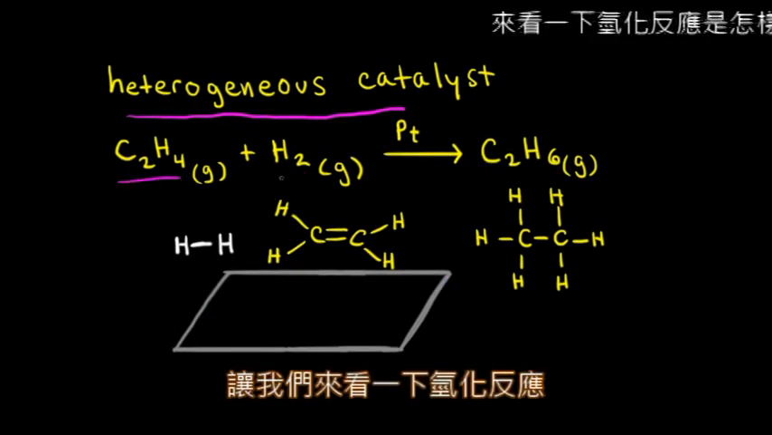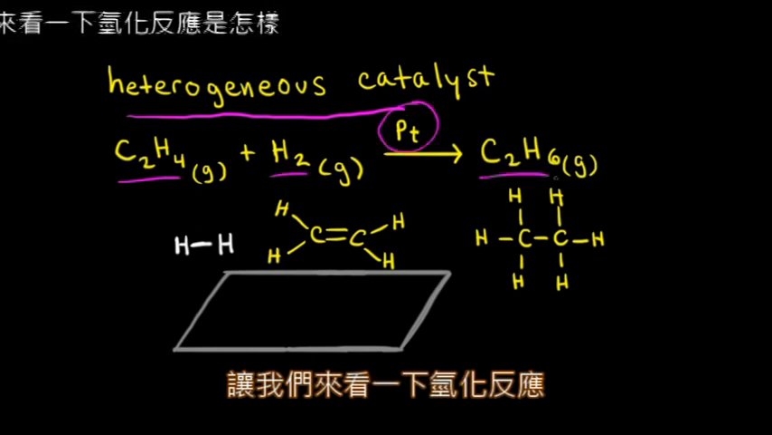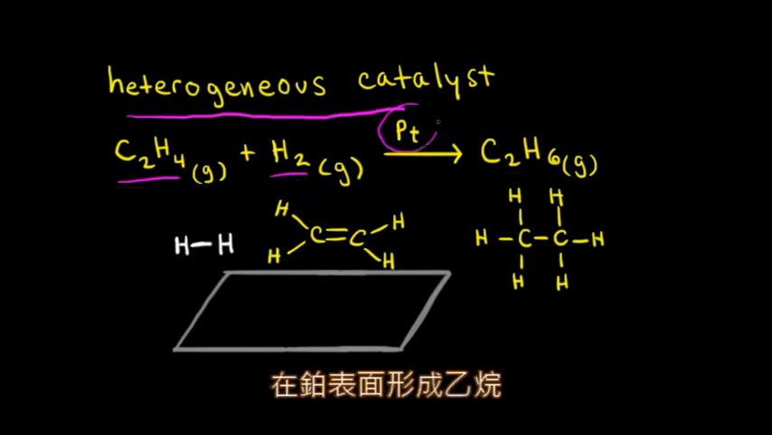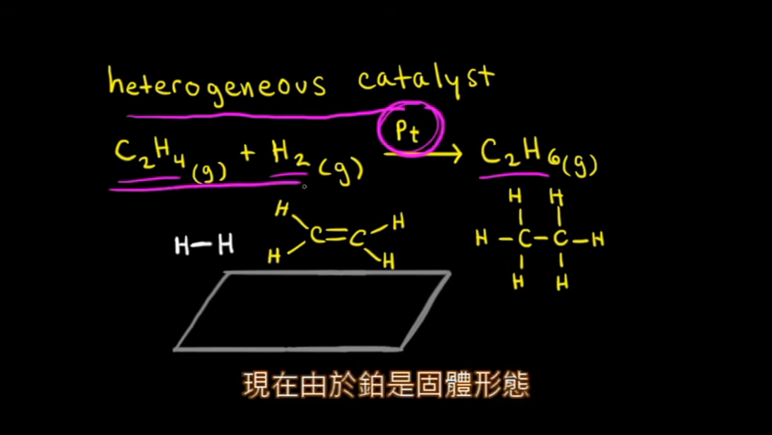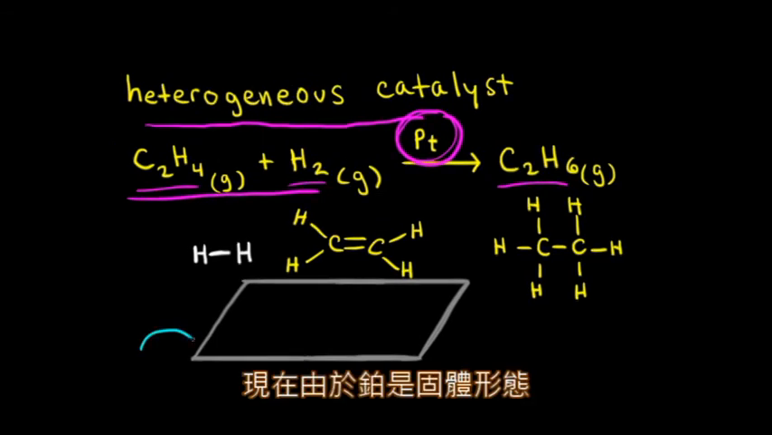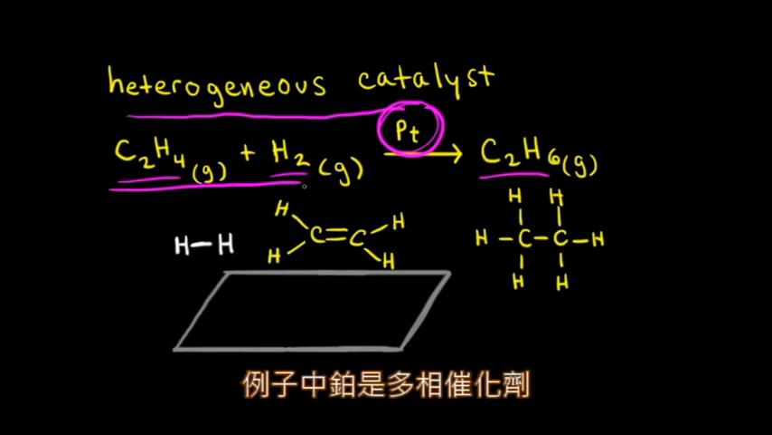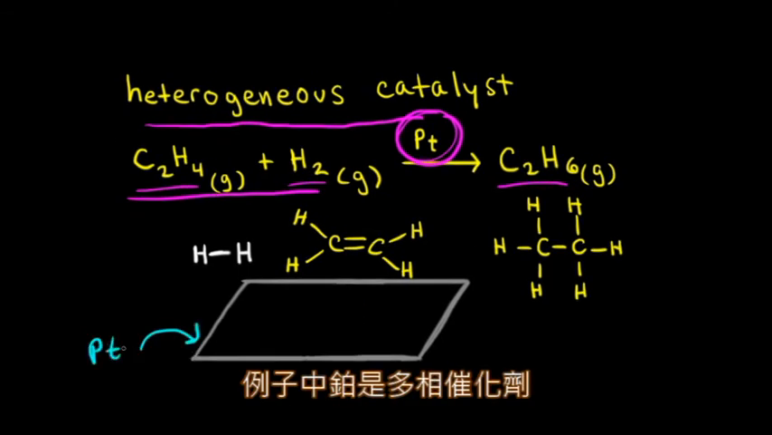As an example, let's look at a hydrogenation reaction. In this reaction, ethene reacts with hydrogen on a surface of platinum to form ethane. Now, since the platinum is in the solid form and our reactants are in the gaseous state, the platinum is an example of a heterogeneous catalyst.